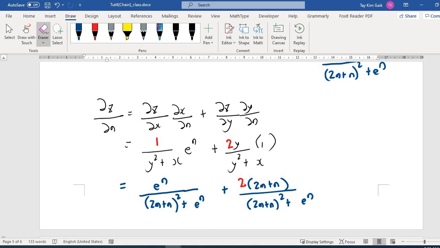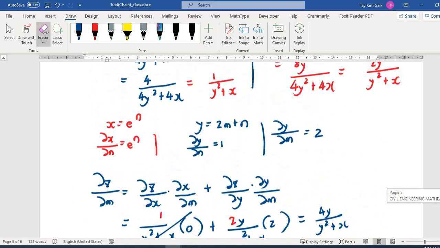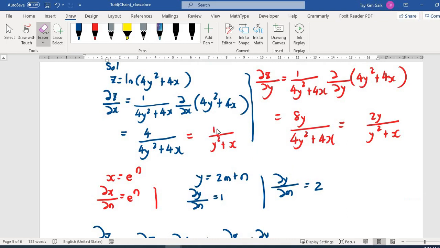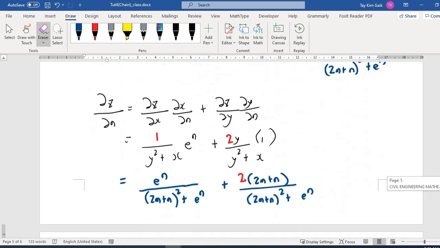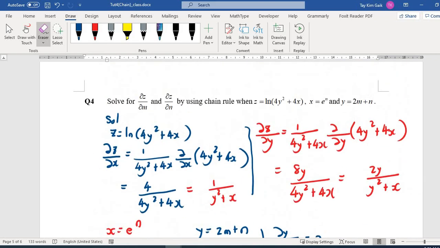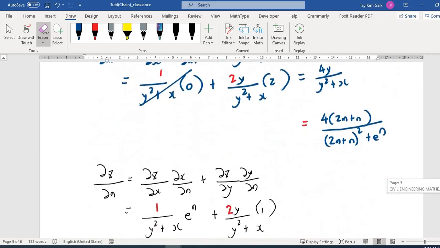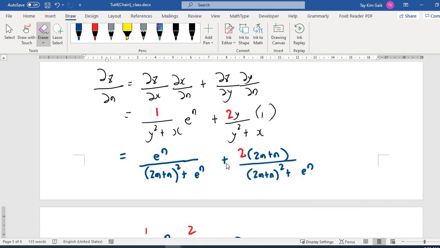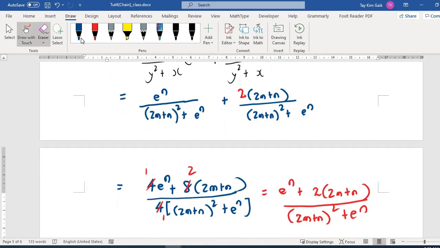Now del z del x I use the simplified one. This simplified from the beginning is easy. Del z del x is 1 over y squared plus x. Del z del y is 2y over y squared plus x. Then lastly substitute y as 2m plus n, so squared, x is e to the n. 2 times this is y, so y squared, this is x. The rest I can erase.